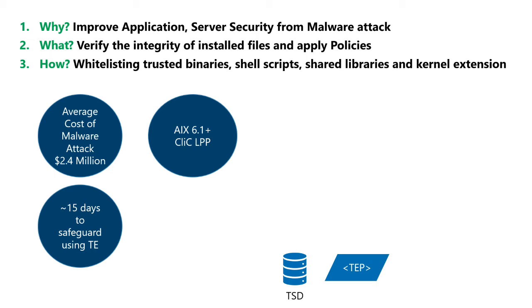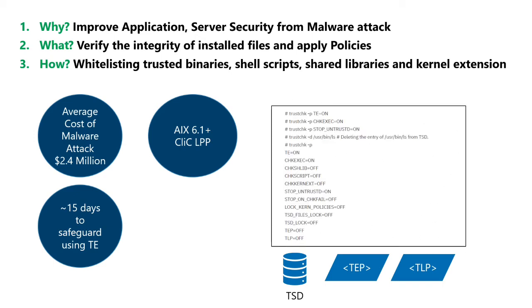Once TEP enablement has been done, TLP has to be enabled. It's the same functionality, except that it is used to define the directories that contain trusted libraries. Both TEP and TLP can be enabled or disabled using the trustchk command.